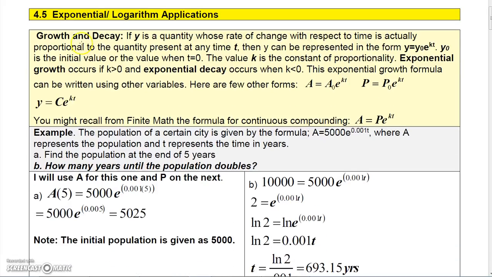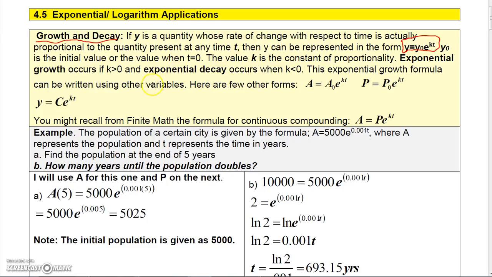Okay, now we're going to talk about some exponential and log applications. One of the most common applications for exponential functions is growth and decay. Basically, if y is a quantity whose rate of change with respect to time is proportional to the quantity at any time t, then y can be represented in this form: y equals y naught times e to the kt.